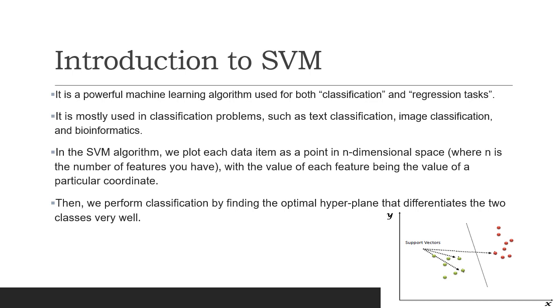In this SVM algorithm, first we will plot each data item as a point in an n-dimensional space, where n is the number of features you have, with the value of each feature being the value of a particular coordinate in a graph. Then we will perform a classification by finding the optimal hyperplane. Now, this optimal hyperplane will differentiate the two classes.